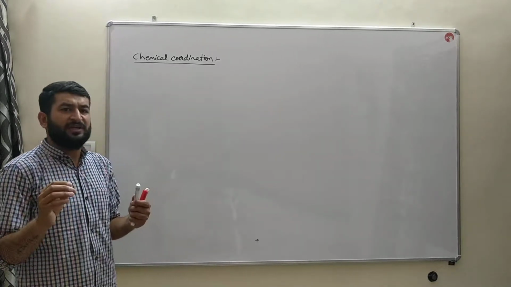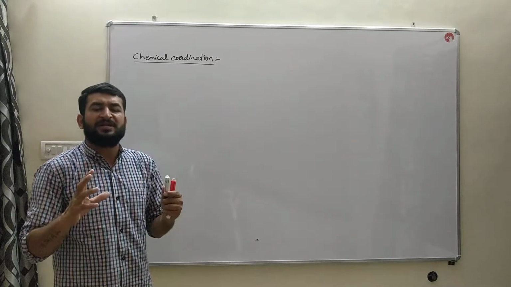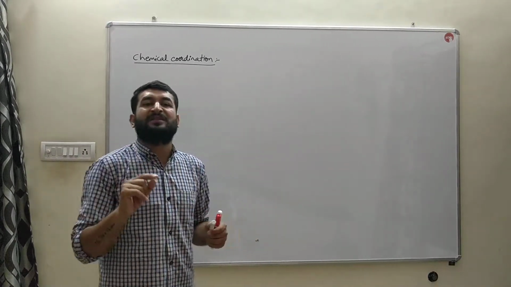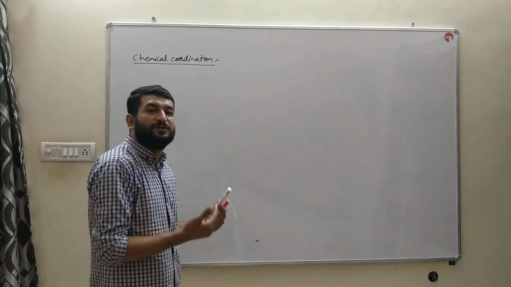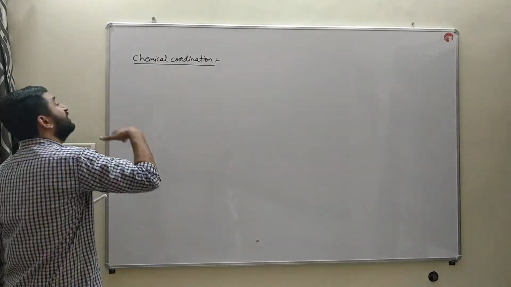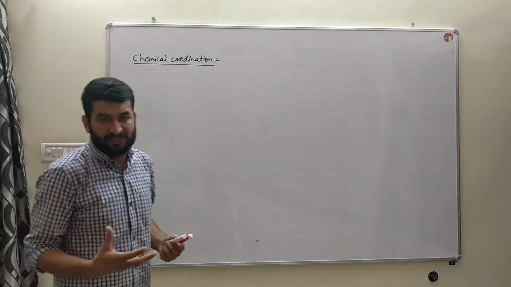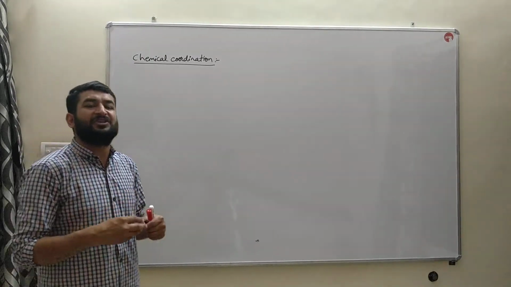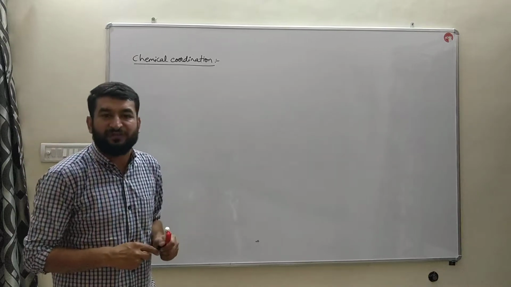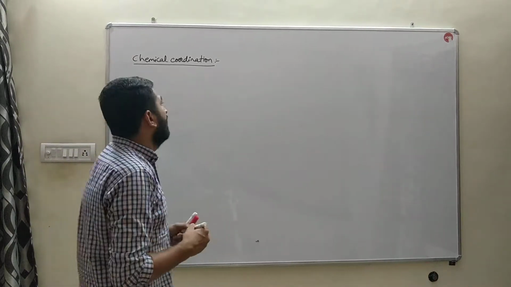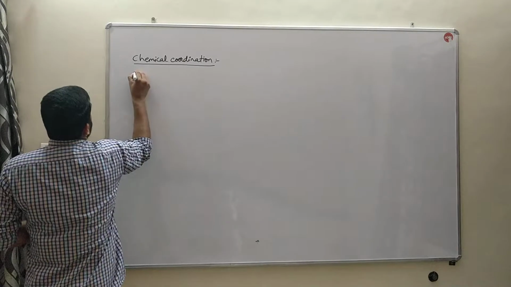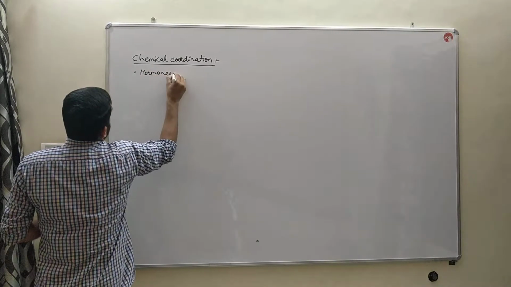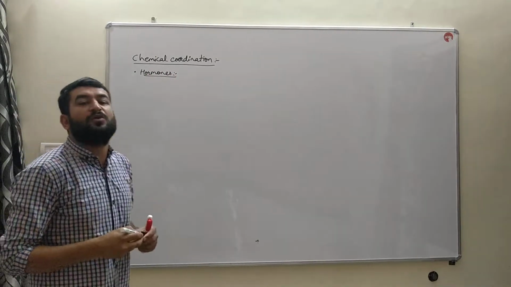As we are all aware, in human beings there are two systems for control and coordination. The two systems are the nervous system, which we have discussed in our previous videos, and in this video we will discuss chemical coordination, that is, the hormones. The chemical substances which help in coordinating activities, or in the metabolic activities of a living organism, are known as hormones. So for chemical coordination we have hormones. First of all, we will discuss what hormones are.